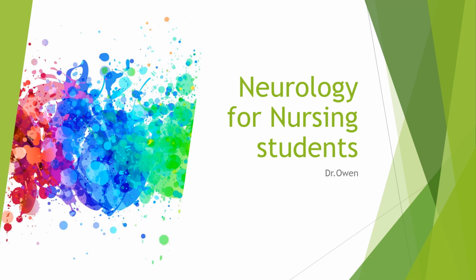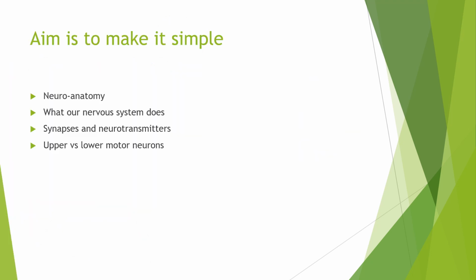Hopefully trying to keep it quite simple, go through some of the difficult terminology and help with your understanding. Our aims for the session should be that we'll go through a really little bit of the neuroanatomy, think about what our nervous system does, go into synapses and neurotransmitters, and discuss upper versus lower motor neurons. These are things which may well be coming up in your classes. I sincerely hope you find it interesting, and as usual, any questions, please don't hesitate to let me know.